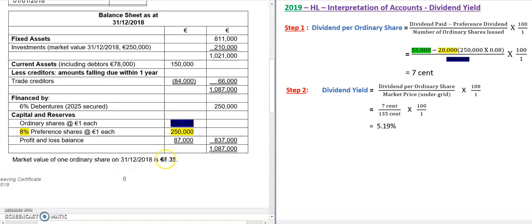12th is €1.35. Now if you think about it logically, our dividend per ordinary share is 7 cents. It says 1.35, but remember that's euro, 1.35 euro, so that is actually 135 cents. So it's 7 cents over 135 cents. Multiply by 100 over 1, and that gives us 5.19%. Okay, so that's how you calculate dividend yield.